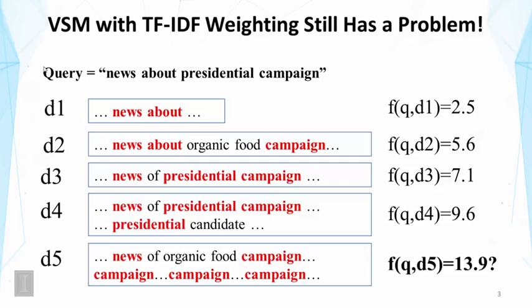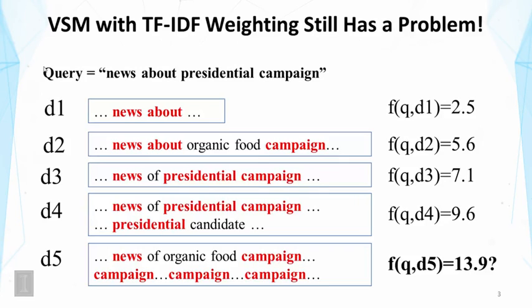for D5, which has received a very high score. Indeed, it has received the highest score among all these documents. But this document is intuitively non-relevant, so this is not desirable. In this lecture, we're going to talk about how we can use TF transformation to solve this problem.